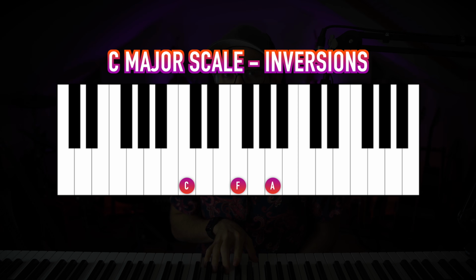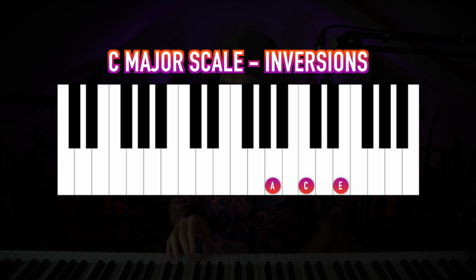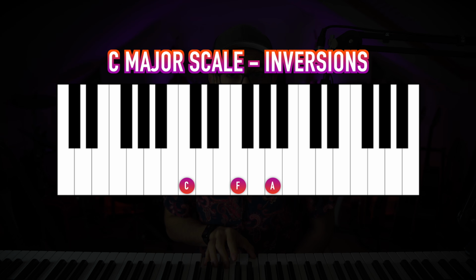Now from here, I want to get to an A chord. The notes in an A chord were A, C, and E. So if I'm going from here, I'm actually already playing a C and an A. So I just need to find an E. And we can swap this F for an E in the middle. And that still gives us an A chord.